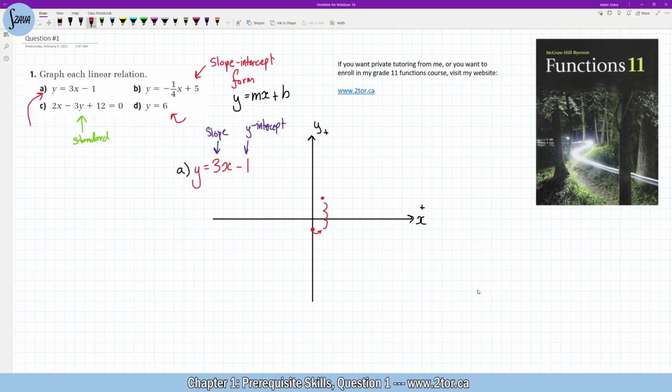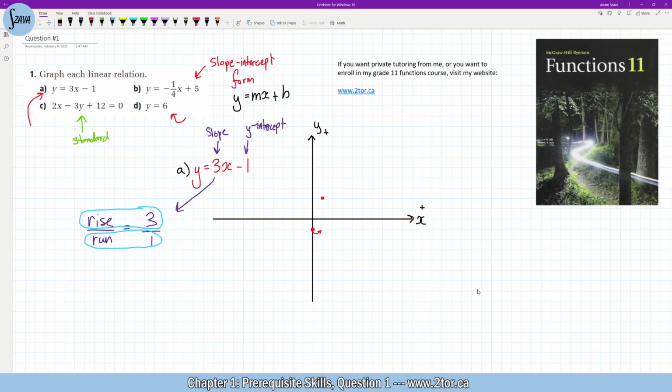1, 2, 3. And the reason for that is, if you take the slope, the slope is always rise over run. And 3 is the same thing as 3 over 1. So the rise is 3, and the run is 1. Run is how far you're going to the right. Rise is how much you're going up. So my next point is going to be there.